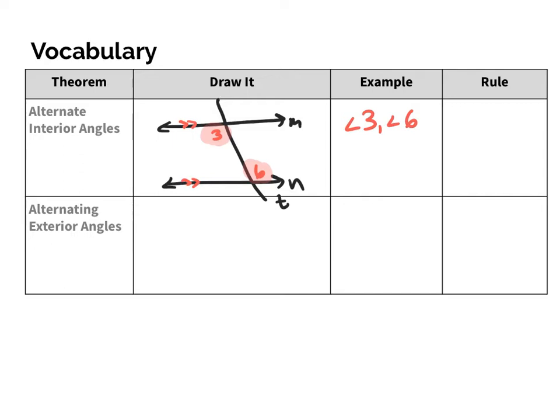Very similar to corresponding angles, alternate interior angles are going to be congruent to each other. And again, congruent, fancy way of saying same. So here we would say that angle 3 and angle 6 are congruent. So alternate interior angles are always going to be congruent.